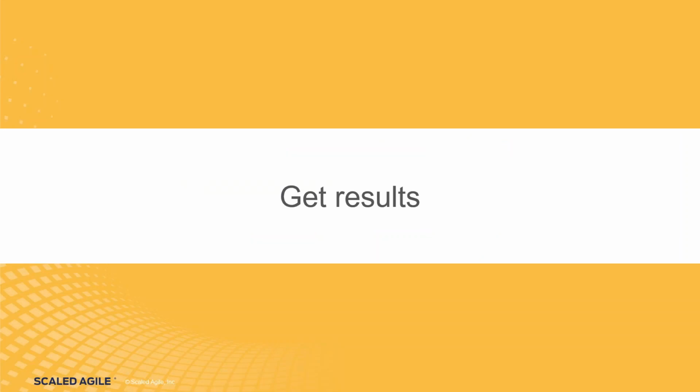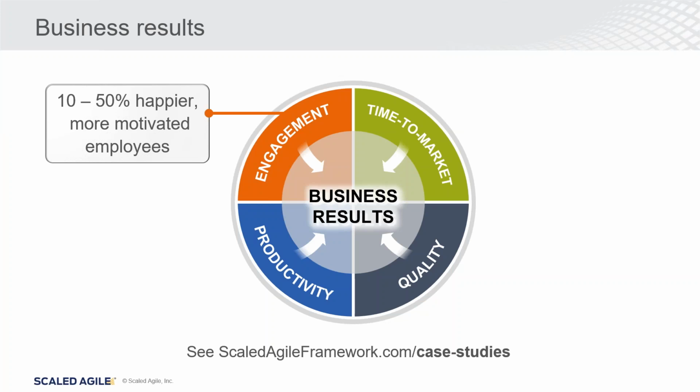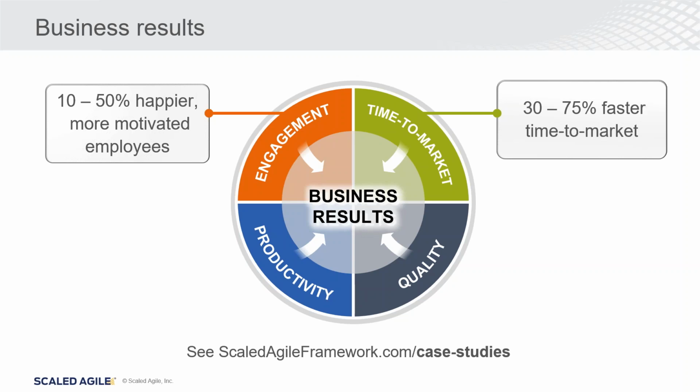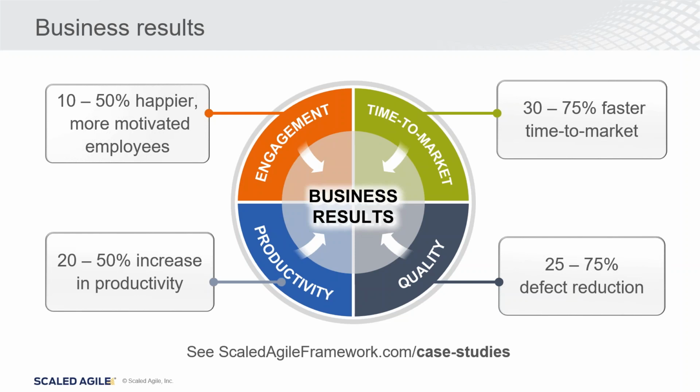So the next topic that we'll talk about is getting results, or how to get results, or maybe better yet, it's better said, does implementing SAFe produce results? And actually it does in a number of different quadrants. Based upon statistics rolling up from previous implementations, people are 10 to 50% happier and more motivated. Time to market is now 30 to 75% faster. 25 to 75% reduction in defects, and 20 to 50% increase in productivity.